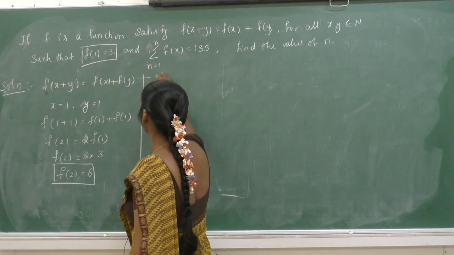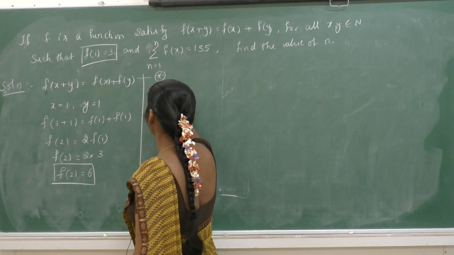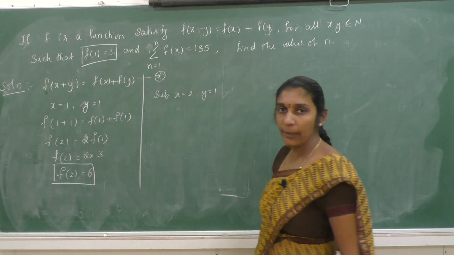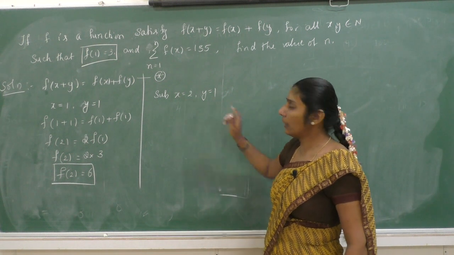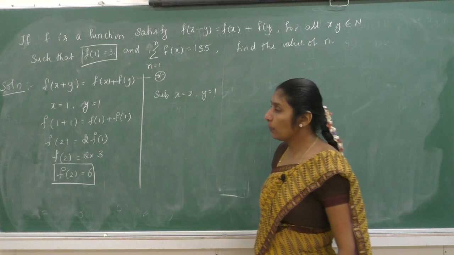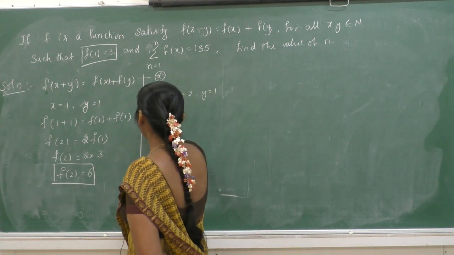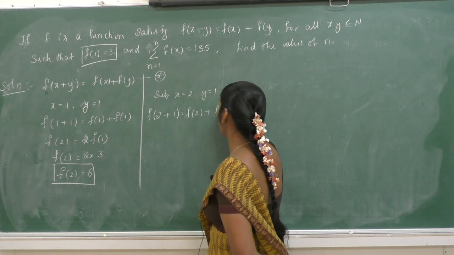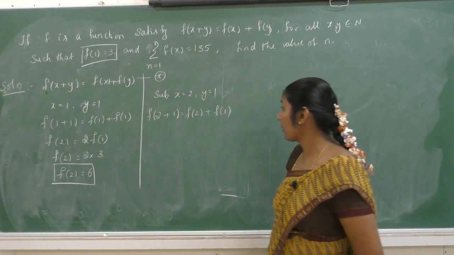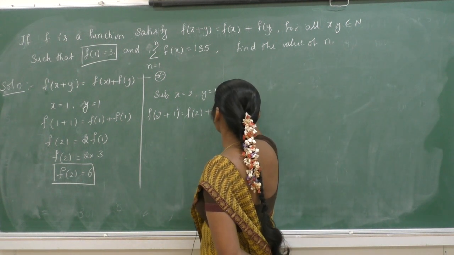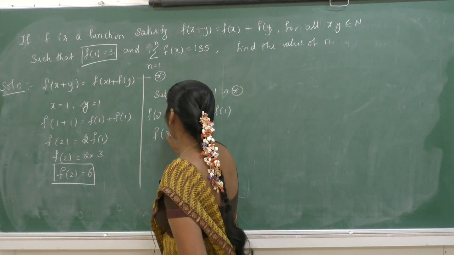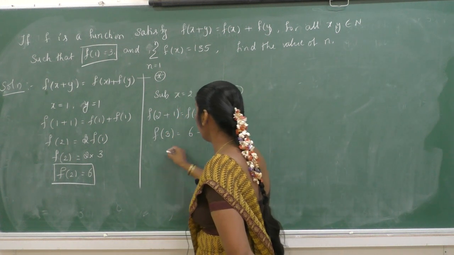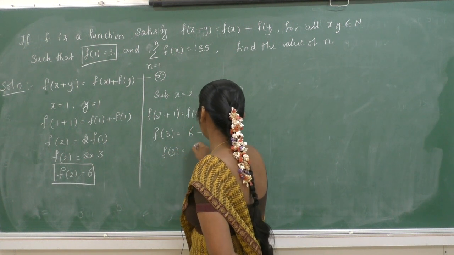Call this equation number star. Substitute x is equal to 2 and y is equal to 1. So f of 2 plus 1 is equal to f of 2 plus f of 1, by the expression. Substitute in equation number star. So we get f of 3 is equal to f of 2, which is 6, plus f of 1, which is 3. So f of 3 will be 9.